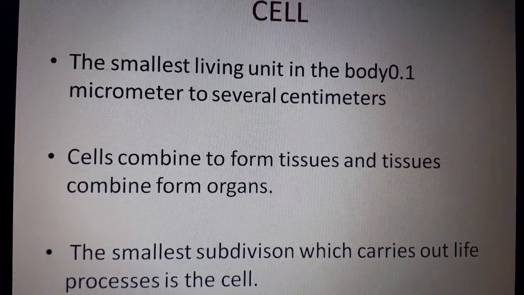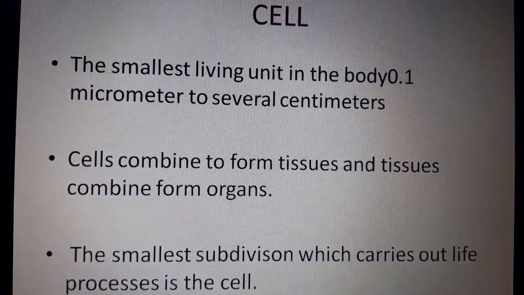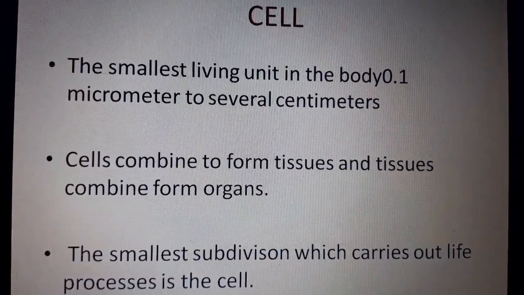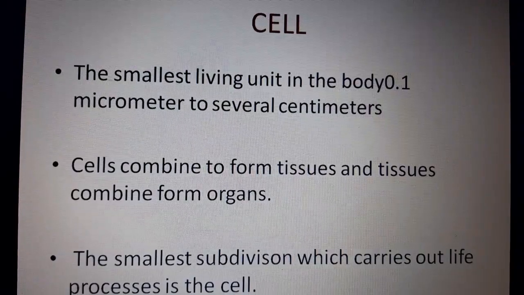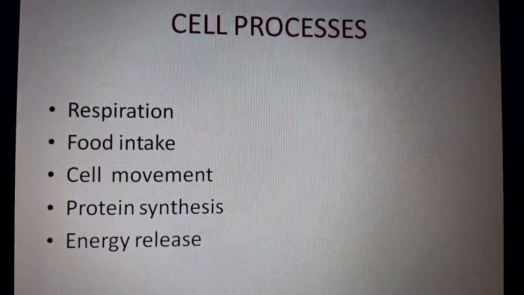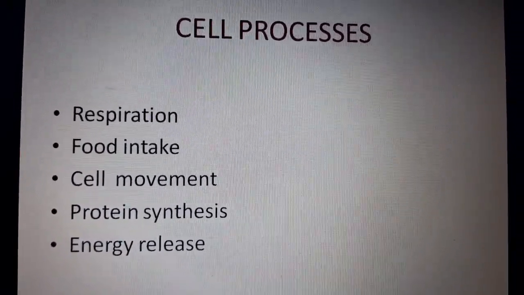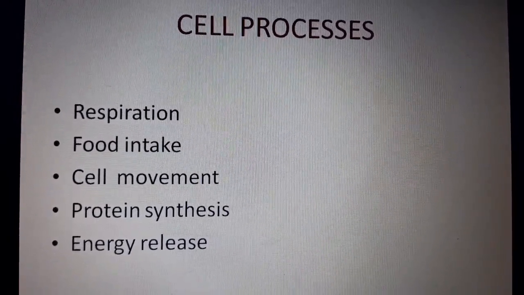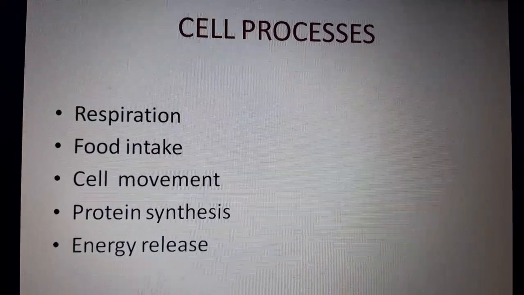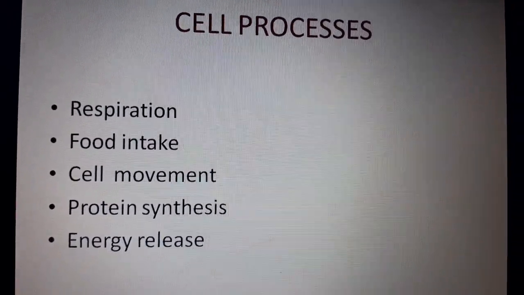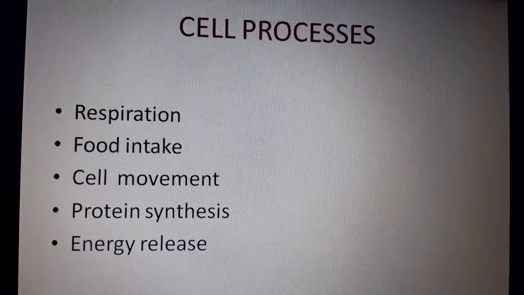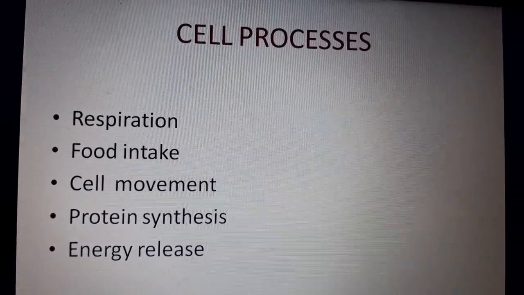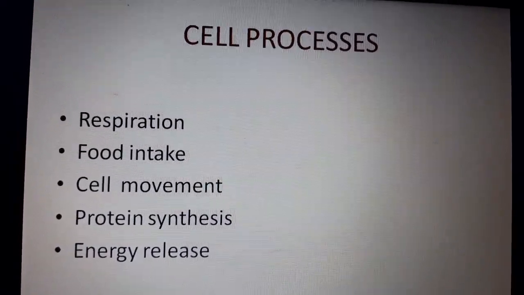The smallest subdivision which carries out life processes is the cell. That is the smallest functional unit. The living unit inside the human body is the cell. Cell in itself has various processes which occur inside it, like the oxygen intake and the carbon dioxide release, which is called respiration. There is food intake, then the cell movement, the protein synthesis, and the energy release. All these processes help in the proper functioning of the cell.